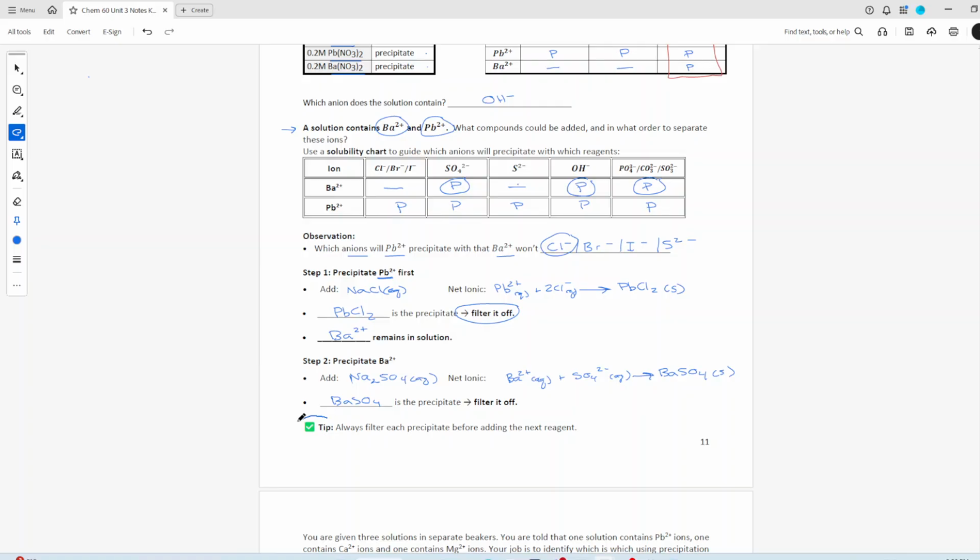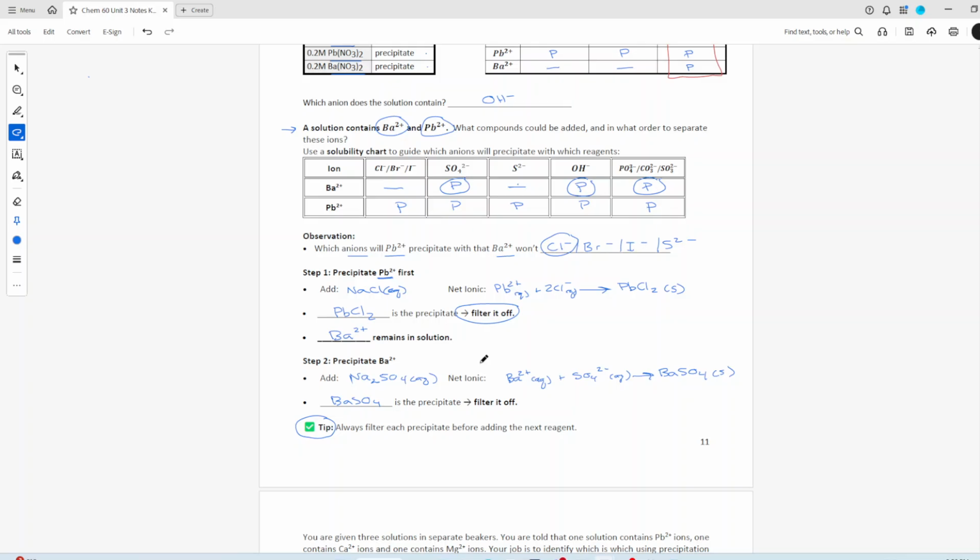Just a tip, when you look in Hebden at these questions, you always need to filter the precipitate before adding the next reagent, because otherwise once I've created lead chloride, if I don't filter it out, it's just going to sit in the bottom, and then the barium sulfate's going to sit on top, and then you're going to end up with a pile up. And so you just want to make sure you filter it off so that you can actually separate out the ions.